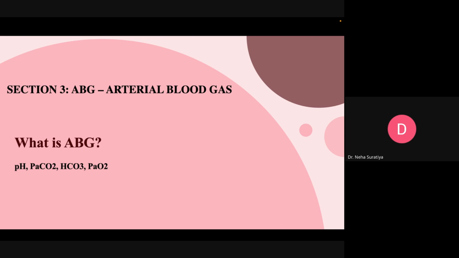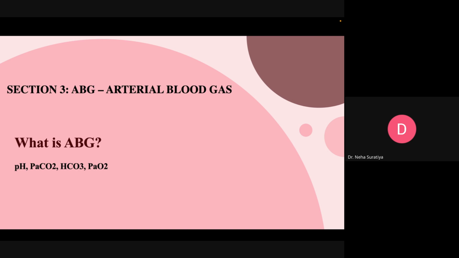ABG is the arterial blood gas. Now that is a very important thing. ABG stands for arterial blood gas analysis. We need to do it, and it is highly associated with all types of parameters. It measures your pH. It measures partial pressure of carbon dioxide, abbreviated as PaCO2. It also measures bicarbonate, and partial pressure of oxygen, PaO2.